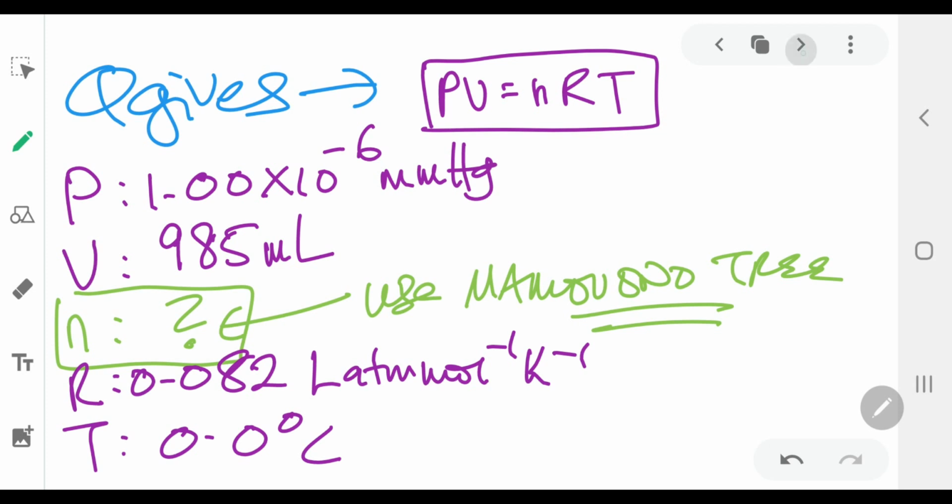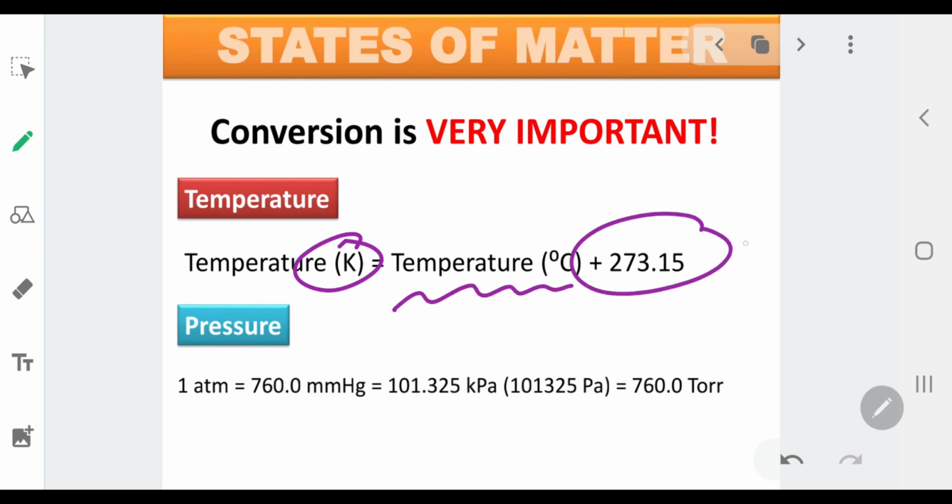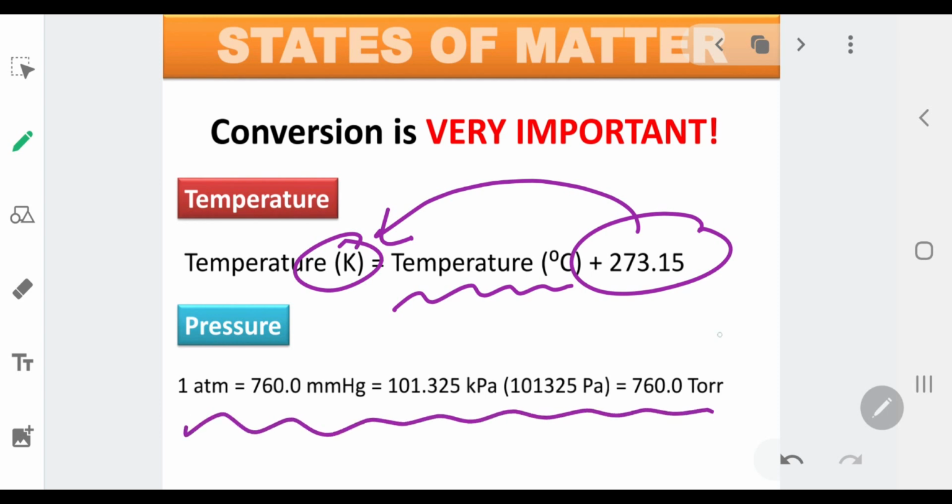Okay, so the first thing we need to do is some conversion. Remember, temperature needs to be in Kelvin. So if degrees Celsius is given to you, you need to add 273.15 to convert Celsius into Kelvin. And then for pressure, you have this relationship over here. Then you just need to refer to that one. Is it given to you in exams? Yes. This relationship is given to you in exams, so you don't have to worry about memorizing the value.